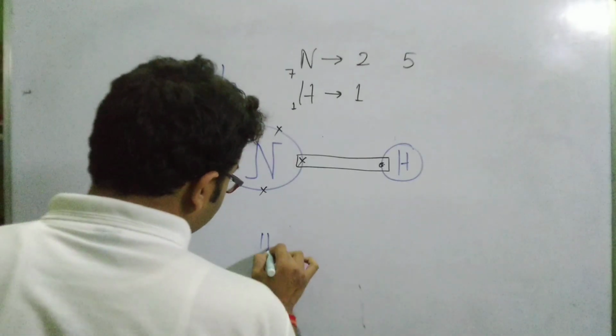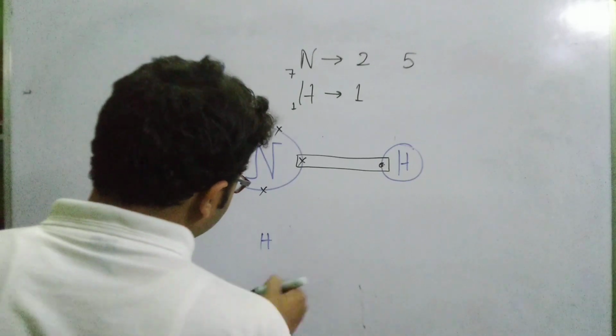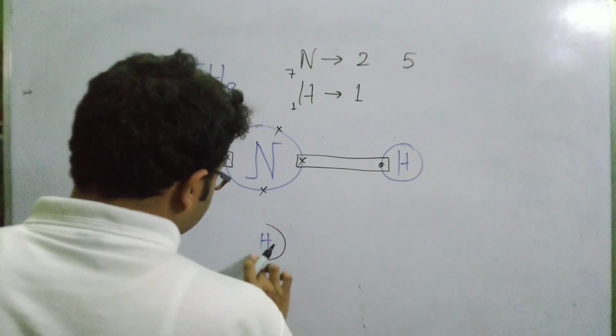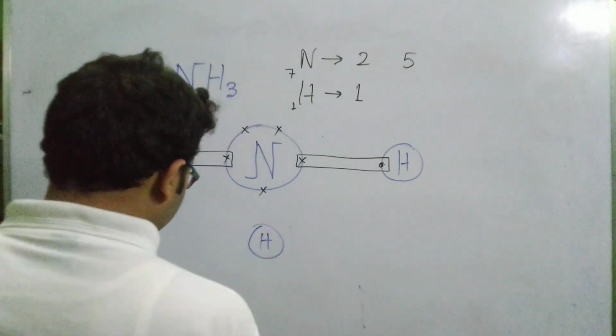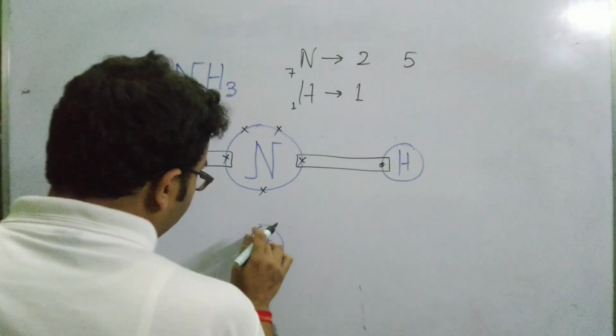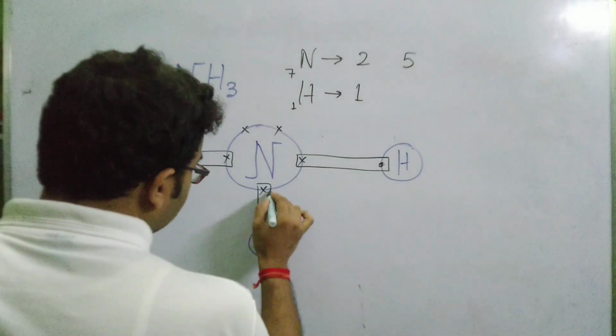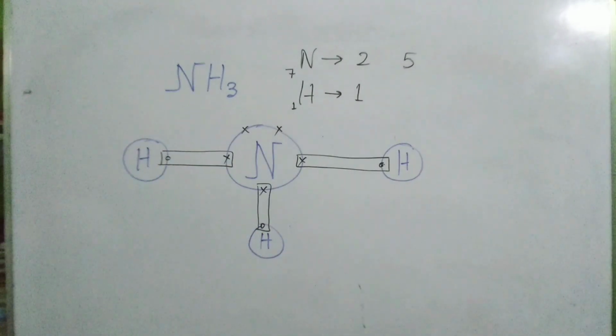So another hydrogen atom with one electron in its outermost shell comes. This hydrogen atom also shares its electron with the nitrogen atom. In this way, what happens? The nitrogen atom, by sharing 3 single electrons with 3 other hydrogen atoms, gets to have 8 electrons in the outermost shell. See, one thing is there: here the electrons are not totally given by the hydrogen atom to the nitrogen atom, so no ion is being formed.